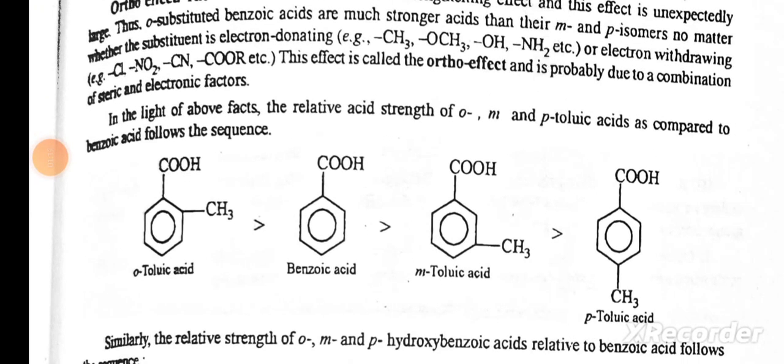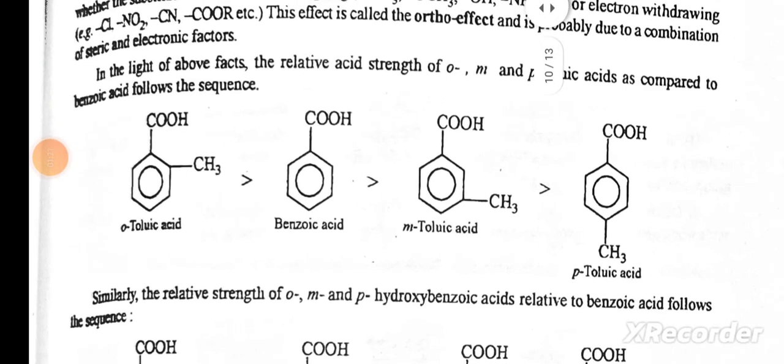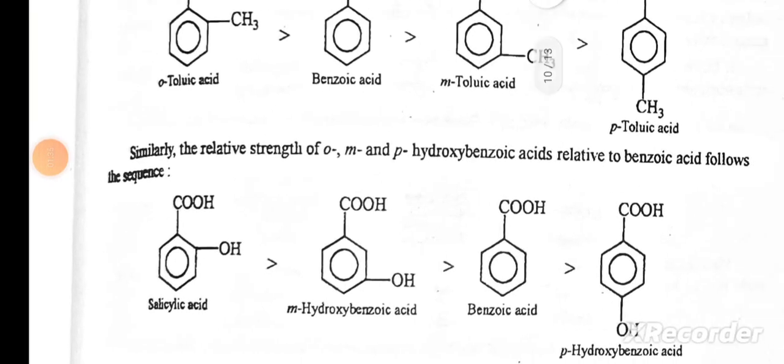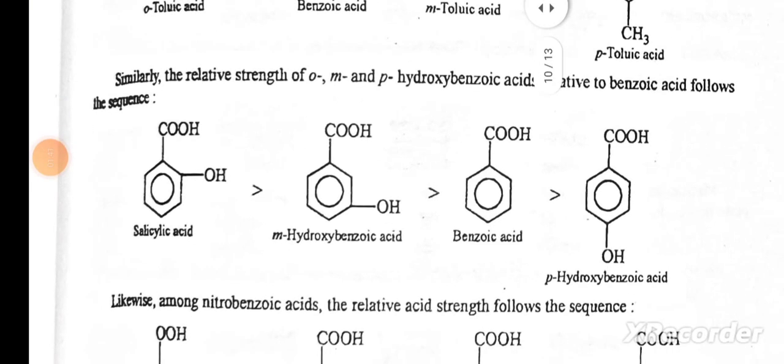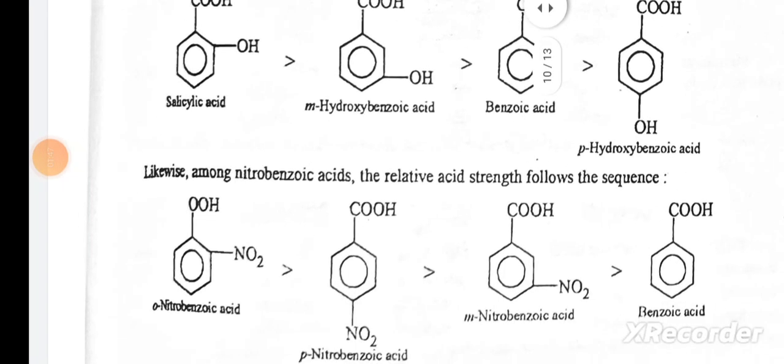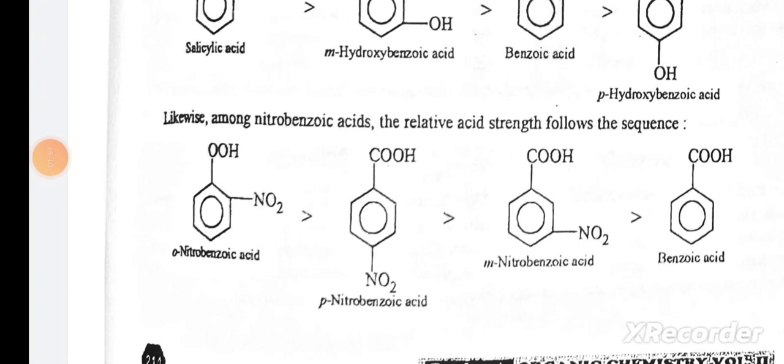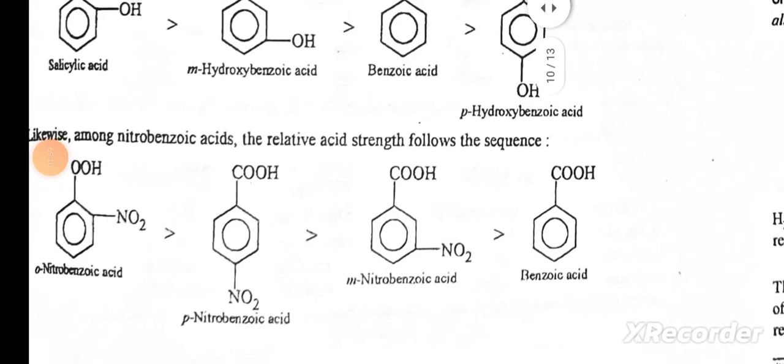In the light of the above facts, the relative acid strength of ortho, meta, and para-toluic acids as compared to benzoic acid follows the sequence: ortho-toluic acid, benzoic acid, meta-toluic acid, para-toluic acid. Similarly, the relative strengths of ortho, meta, and para-hydroxybenzoic acids relative to benzoic acid follow the sequence: salicylic acid, meta-hydroxybenzoic acid, benzoic acid, para-hydroxybenzoic acid. Likewise, among nitrobenzoic acids, the relative acid strength follows the sequence: ortho-nitrobenzoic acid, para-nitrobenzoic acid, meta-nitrobenzoic acid, benzoic acid.